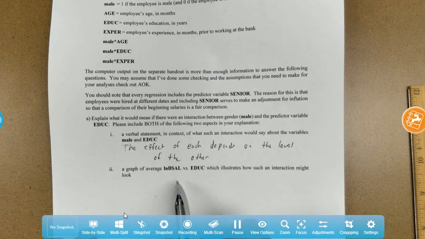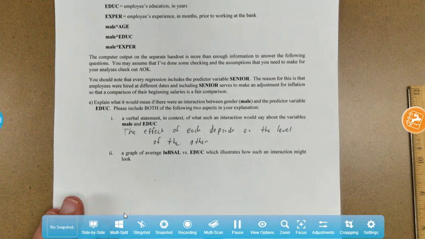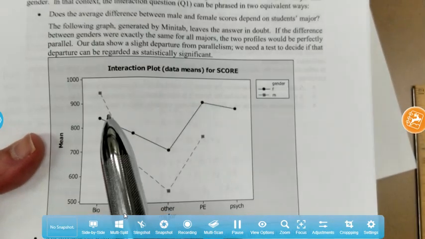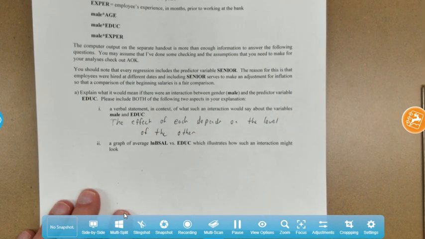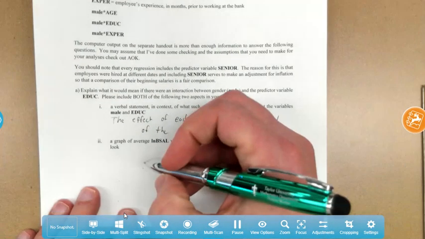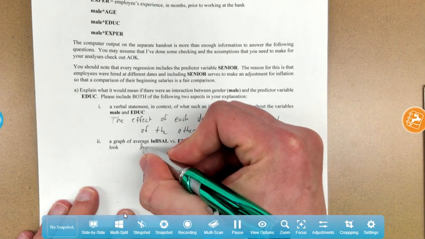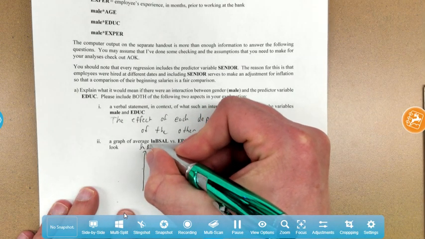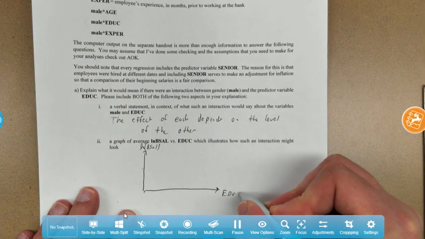And so let's take a look at a graph which illustrates how such an interaction might look. And so this is going back to our course pack, a graph like this. Remember, there's no effect if these are parallel, and there might be an effect. You have to determine if it's statistically significant or not. Oh, I use that word. All right, so let's kind of take a look. The graph of natural log of the bank salary, and on this side we have education.